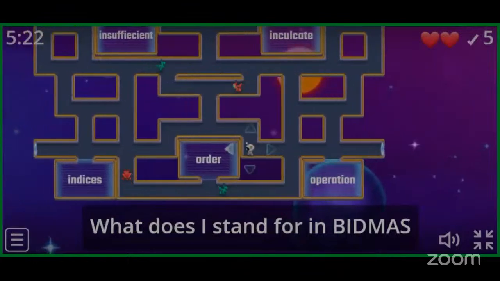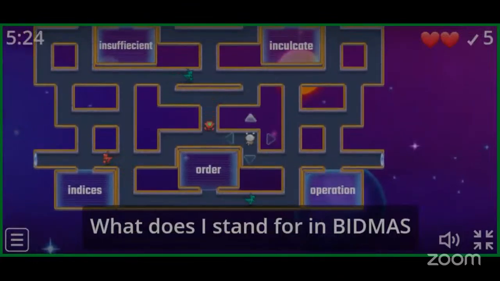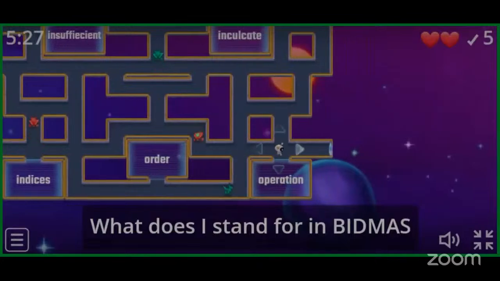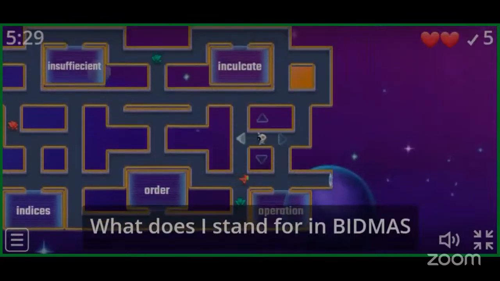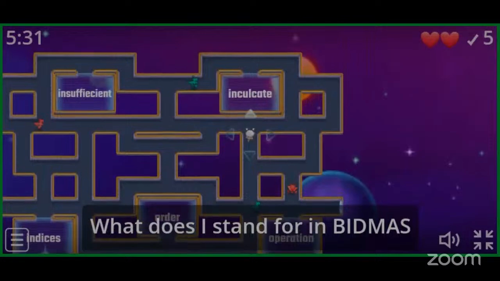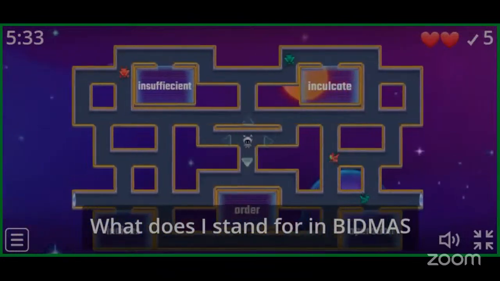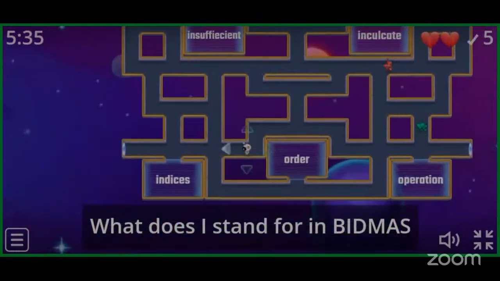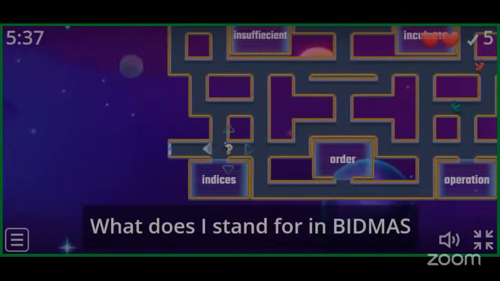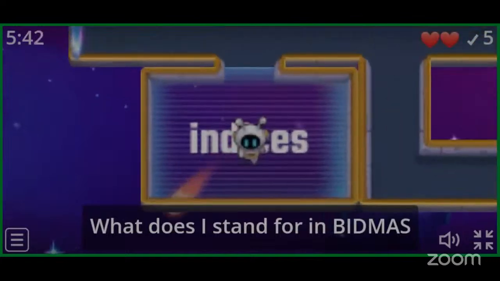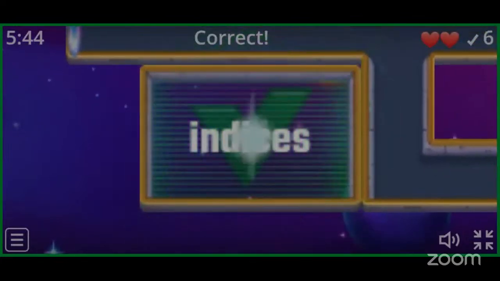All right, so I stands for indices. Okay, but this fast red robot is coming here, so we need to get out of the way. Up, down, down, down, down. Indices, let's go. Oop, the wrong way. Don't go this way, go down. There we go. That was close.